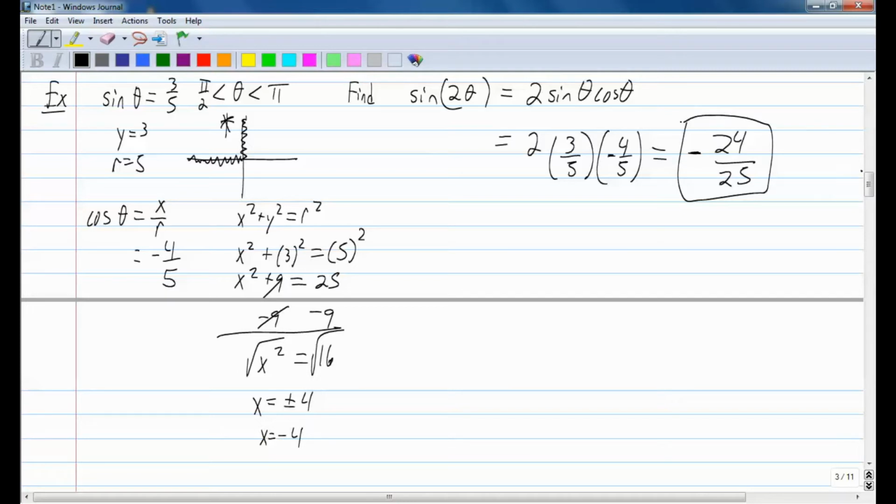Now, don't worry about which quadrant sine of 2 theta is in. Because logic would probably lead you to think that, okay, I've always been told sine is positive in the second quadrant, so that means that when I work out the sine of 2 theta, I should get a positive answer, right? No. Because it depends on sine and cosine.